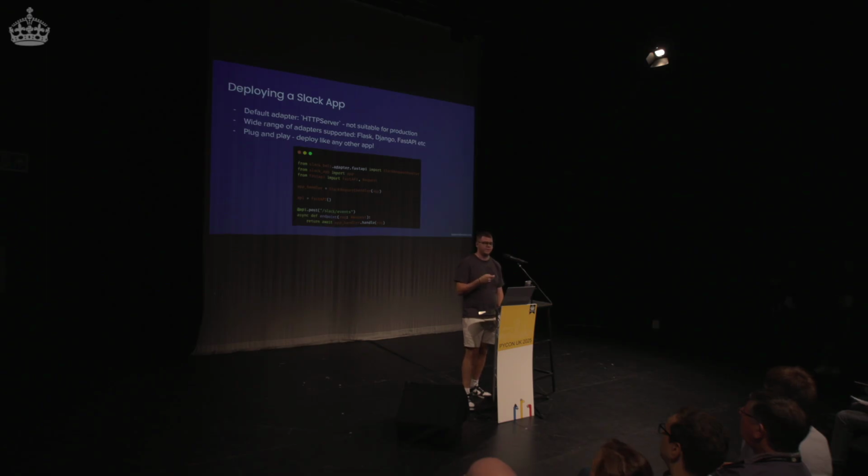So what happens when I finally get around to actually deploying it? There's a wide range of options. To start with, you use the default adapter that's in Python, but like I said, every time you run the server, it shouts at you and says this is not suitable for production. However, within a few lines of code, you can turn it into a range of other apps that we're all familiar with, for example, Flask, Django, FastAPI. And then at that point, it's just plug and play. You put your Slack app into a request handler, turn it into a FastAPI app, and then you can deploy that just like any other FastAPI application.